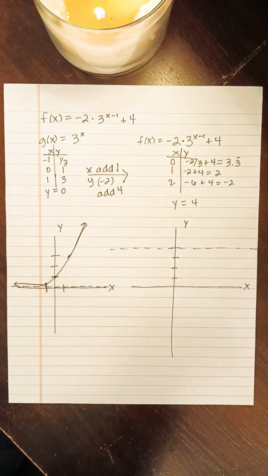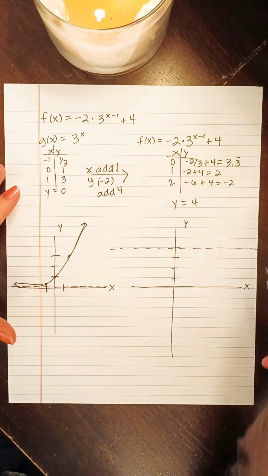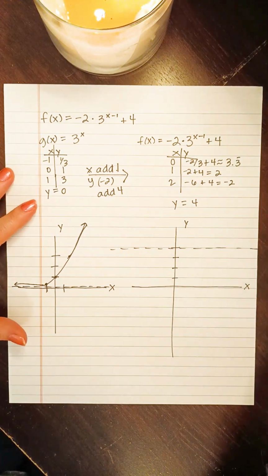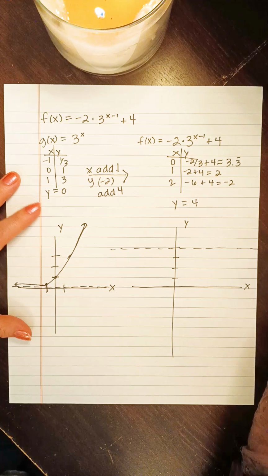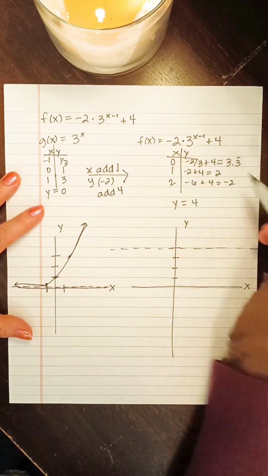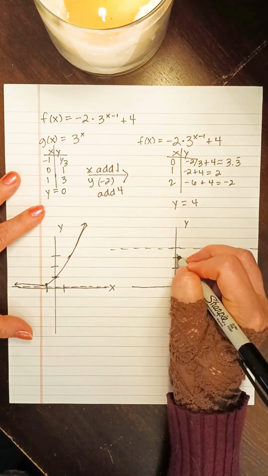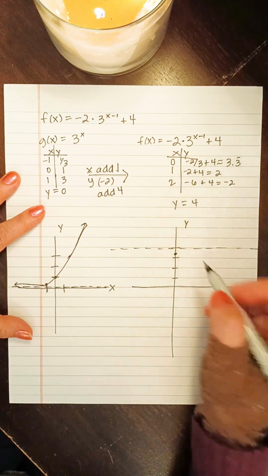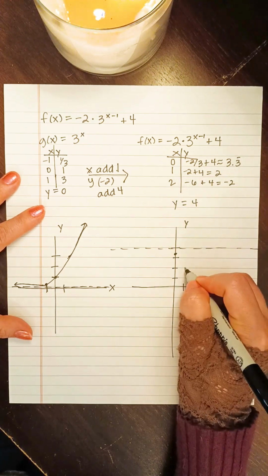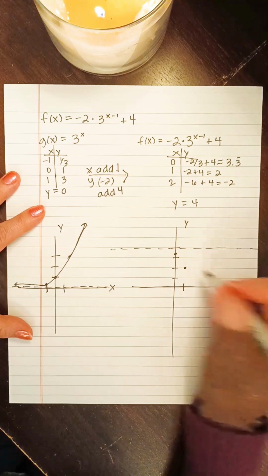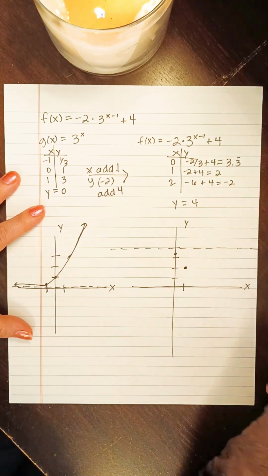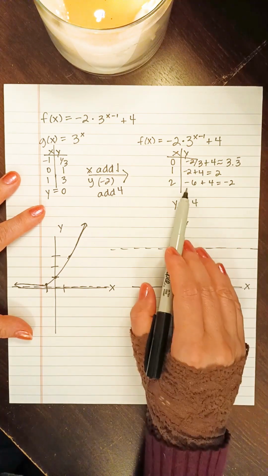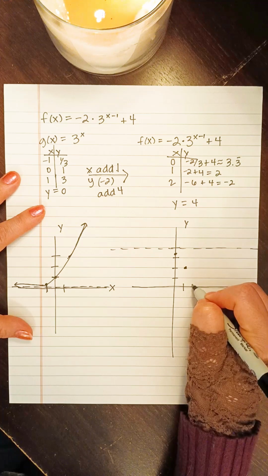So a dotted line, an asymptote, is denoted by a dotted line at y equals 4. And then we have (0, 3). So 0, 1, 2, 3, like right here. And then (1, 2). So we have 1 and then 2 there. And then (2, -2).